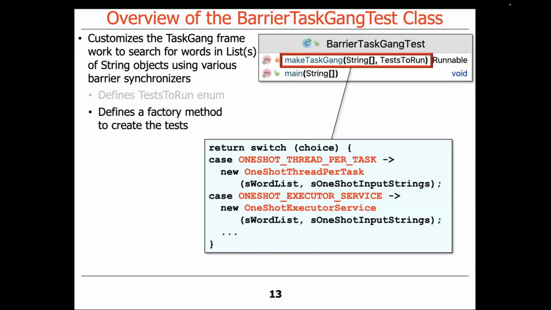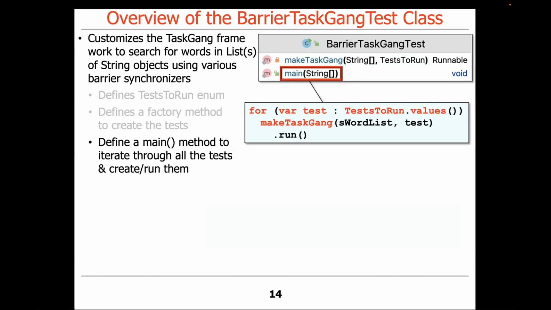Now, as usual, we're going to define a factory method that creates the appropriate test that we're going to be running. You pass in the enum, and it does a modern switch statement. Depending on what the enum says, it'll make the appropriate subclass of the TaskGang framework and give it the input to do its thing. Then there's a main method that iterates through all the tests and creates and runs each of them. That's just a simple for-each loop that walks through each of the test values, calls makeTaskGang, which is the factory method, passing in the word list and the test, and then it runs the object that comes back to do the actual testing.